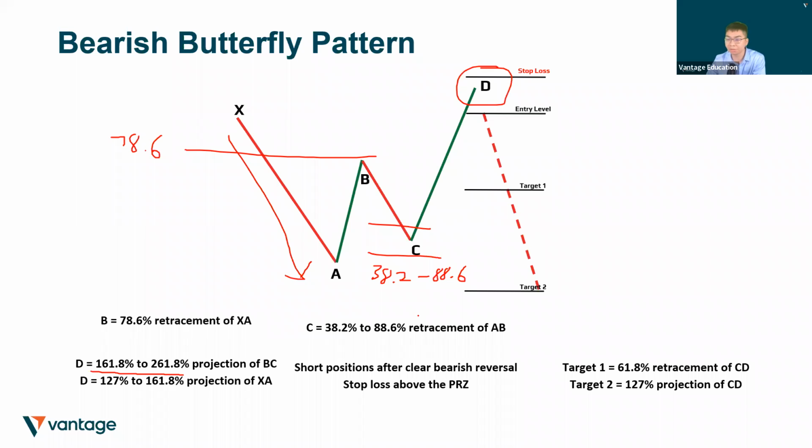So after a very clear bearish reversal, you can take a short, stop loss above. Targets 1, 61.8% retracement of CD, C and D. And target 2 is 127%. Please screenshot this down before we continue. I'll give you guys a moment.